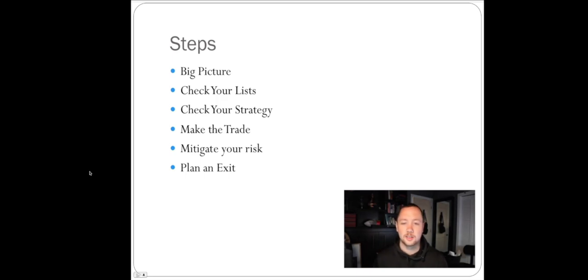Before you do anything, look at what's happening in the global market and what's happening in your country's market that you want to trade in. Secondly, check your list. You should keep track of 10 to 20 different stocks at least that you want to monitor on a consistent basis and wait for the best opportunities to buy in.